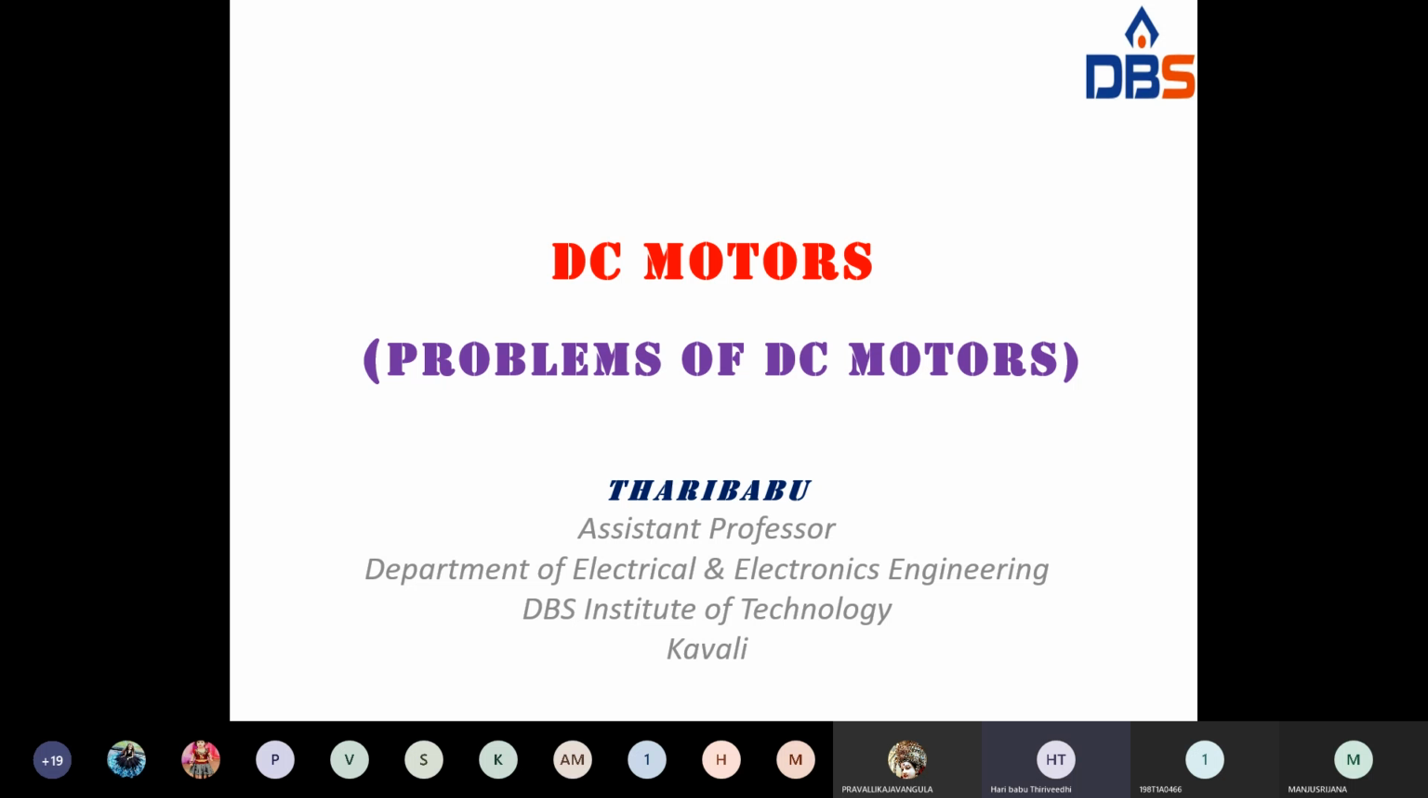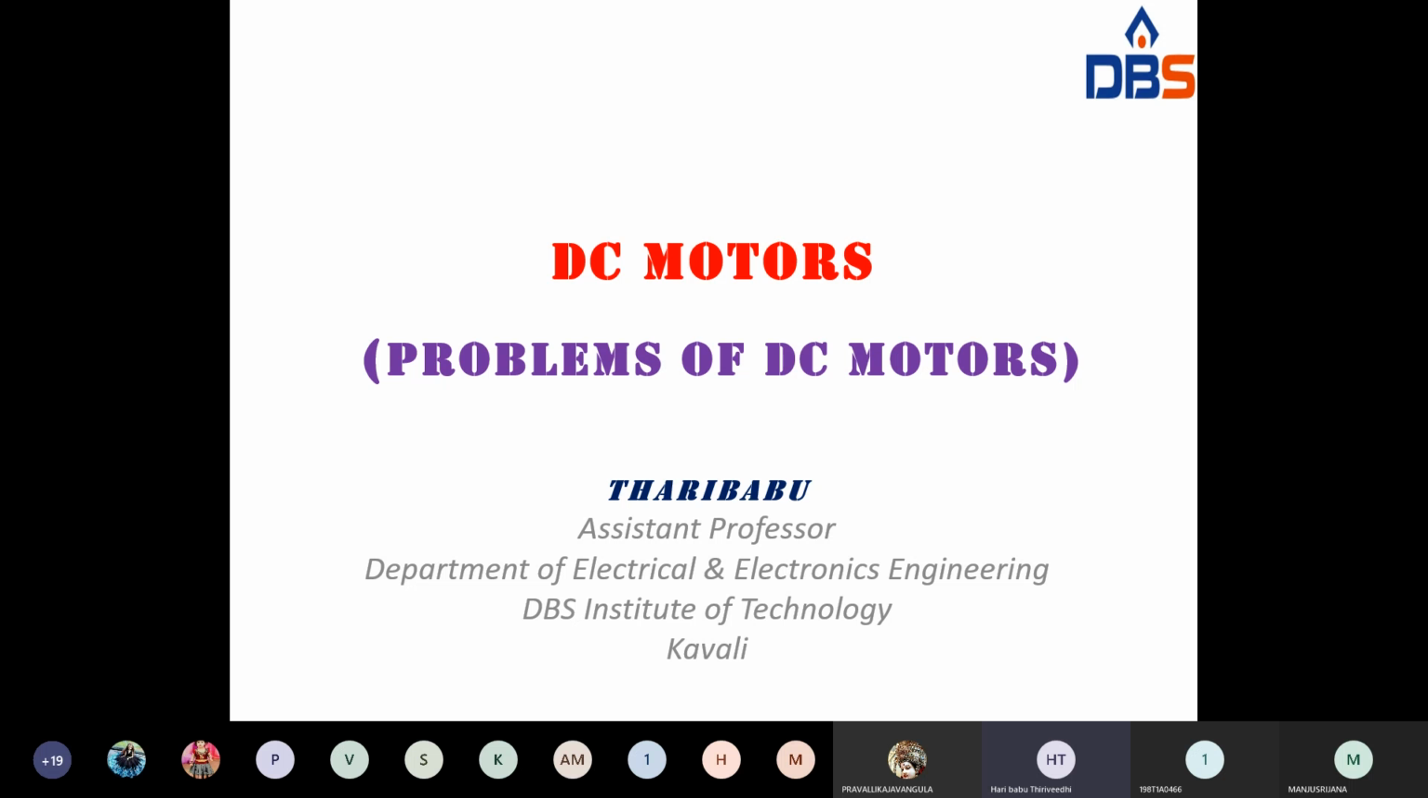Then mechanical losses. Mechanical losses are nothing but friction and windage losses. These losses occur in the shaft itself. These are also constant losses, right?